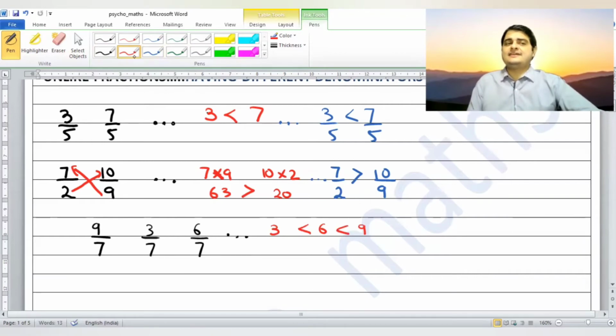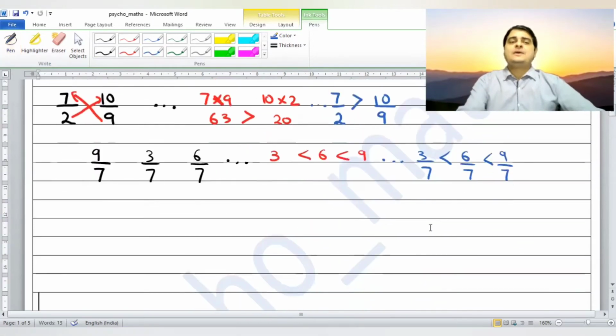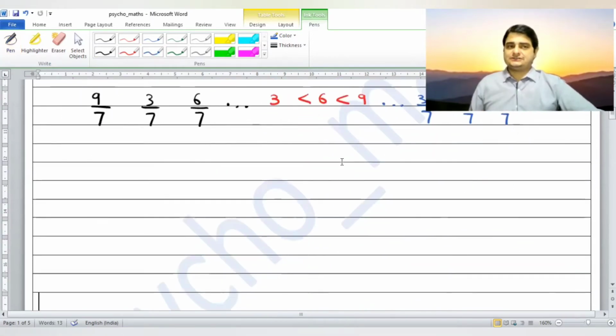3 is lesser than 6, 6 is lesser than 9, and here you are ready to go for the like fractions. 3 by 7 is less than 6 by 7 is less than 9 by 7. This is when you are having more than two like fractions. But let us take it ahead.